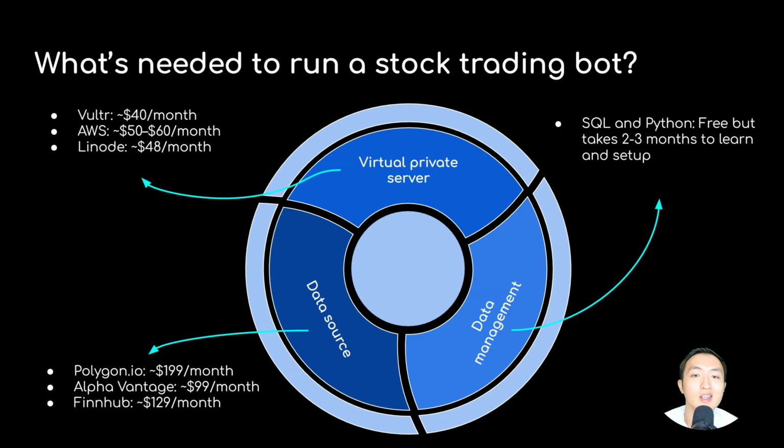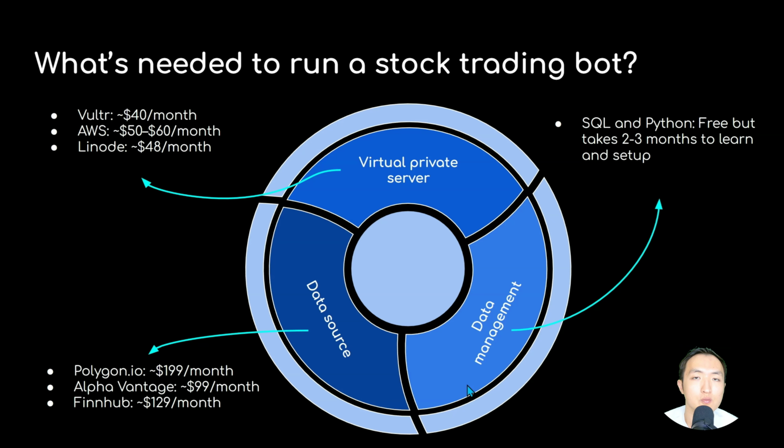If we're looking to run a stock trading bot, here are some of the expected costs from each part. For virtual private server, the cheapest one that I can find that can handle a stock trading bot is about $40 a month. For data source, real-time, high-resolution stock data is very expensive. The cheapest reliable one that I can find is about $99 a month. For data management, it's free, but you'll need to know SQL and Python to set it up.